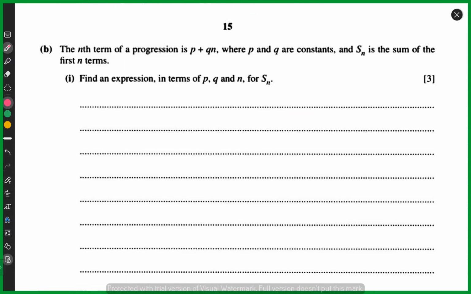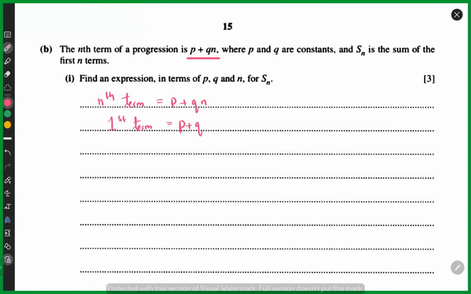Now forget about the arithmetic progression and geometric progression, just for 1 minute, and just analyze P plus Qn. This is the nth term formula. Nth term formula is P plus Qn. So what is going to be my first term? For the first term, I can easily just plug in n equals 1, and that is going to give me P plus Q.